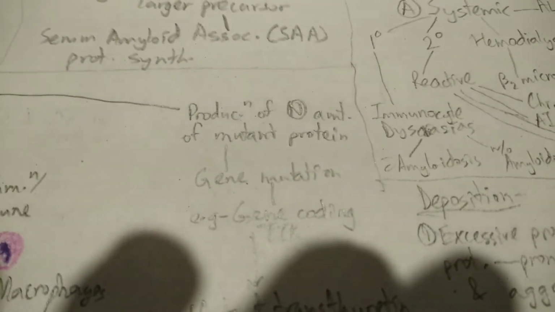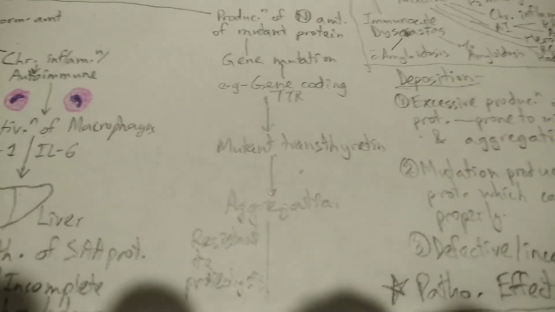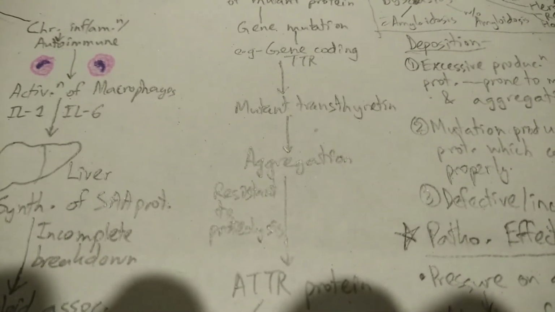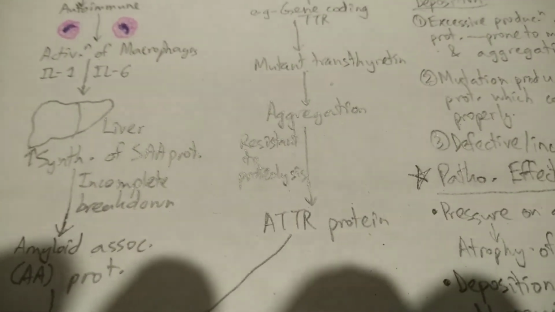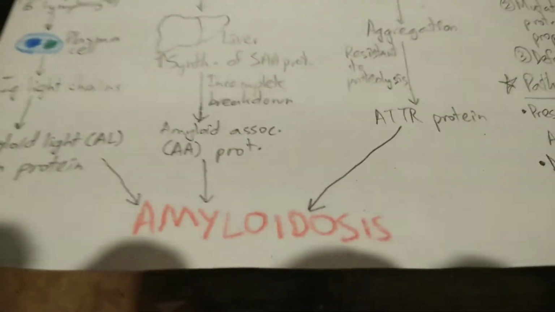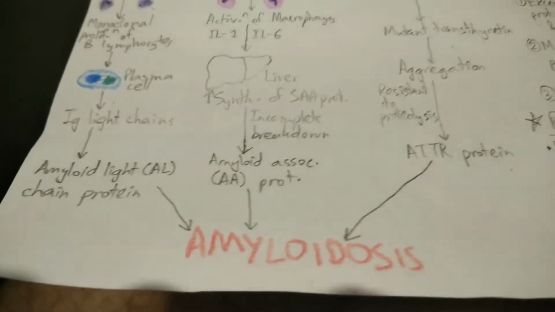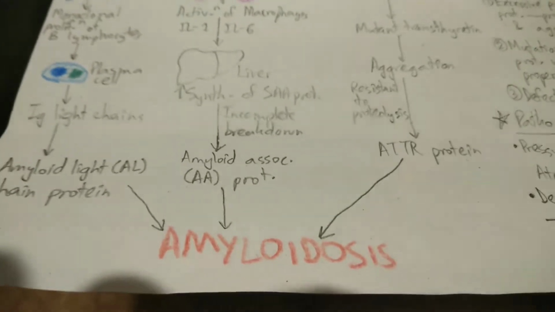All right, now moving on to production of normal amounts of mutant proteins, where you find a mutation in the gene. For example, if the gene encoding TTR undergoes mutation, you find mutant transthyretin being formed. And aggregation of this makes it resistant to proteolysis, so it's resistant to breakdown. So you find increased deposition of ATTR protein, which is the abnormal protein resulting from the mutant transthyretin gene. And all these three states, where AL, AA, and ATTR proteins are being produced, result in amyloidosis.